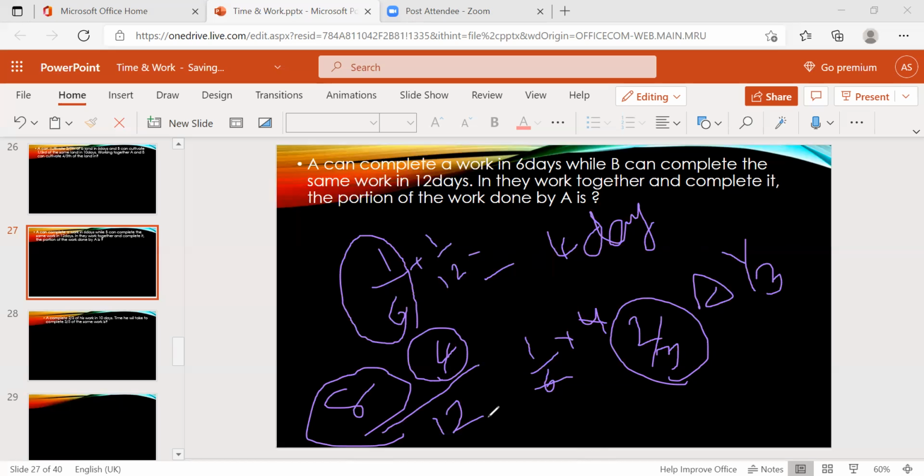So this is how we are using rule of flip and rule of LCM method.